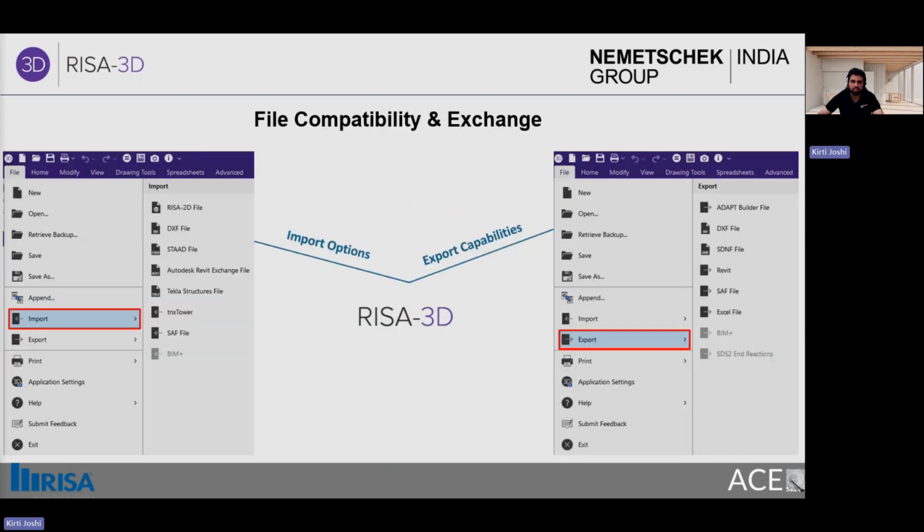So here you can see the types of files it supports for import and export. You can import the RISA 2D file, the DXF file. You can directly import the STAAD model or the Revit files and Tekla Structures. Or if you're working with a telecom tower structure, you can even import a TNX tower file and also the SAF file. You can also export to DXF as well as ADAPT-Builder for the concrete structure, and the SAF file again you can export.